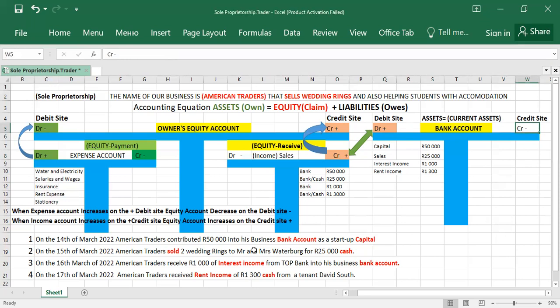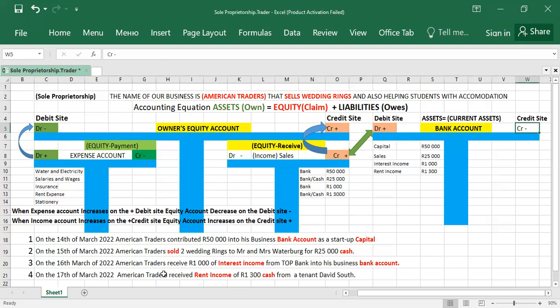As I said, in our next video, we will be concentrating on expense accounts, whereby the business will be making a payment, and an expense account will be decreasing equity, but an expense account will also be increasing on the debit side. While expense will be increasing on the debit side, the equity account will be decreasing on the debit side.